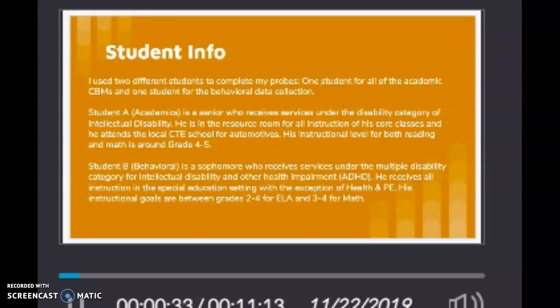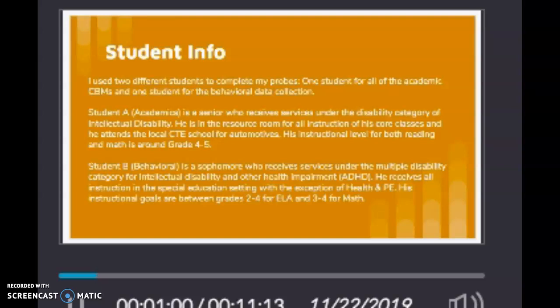for his core classes. He does attend the local vocational school for automotives. This is his 2nd year in that program. He has his driver's license and he plays on the football team and is pretty much a typical teenage male in that regard. His instructional level is low for both reading and math. It's around grades 4 to 5.